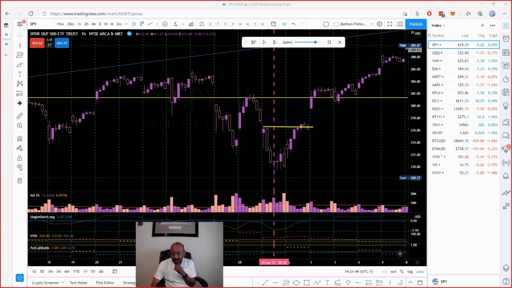Because the reason why your entry is here is that even though you have a new higher high here, you have not formed a lower high or a higher low. You have not formed a higher low until a couple of bars later.